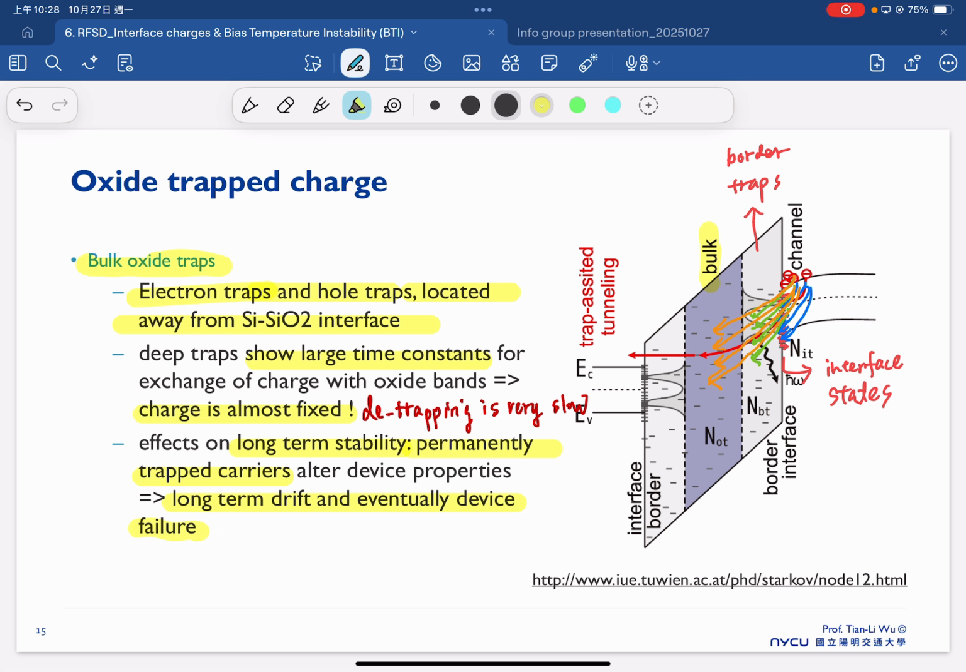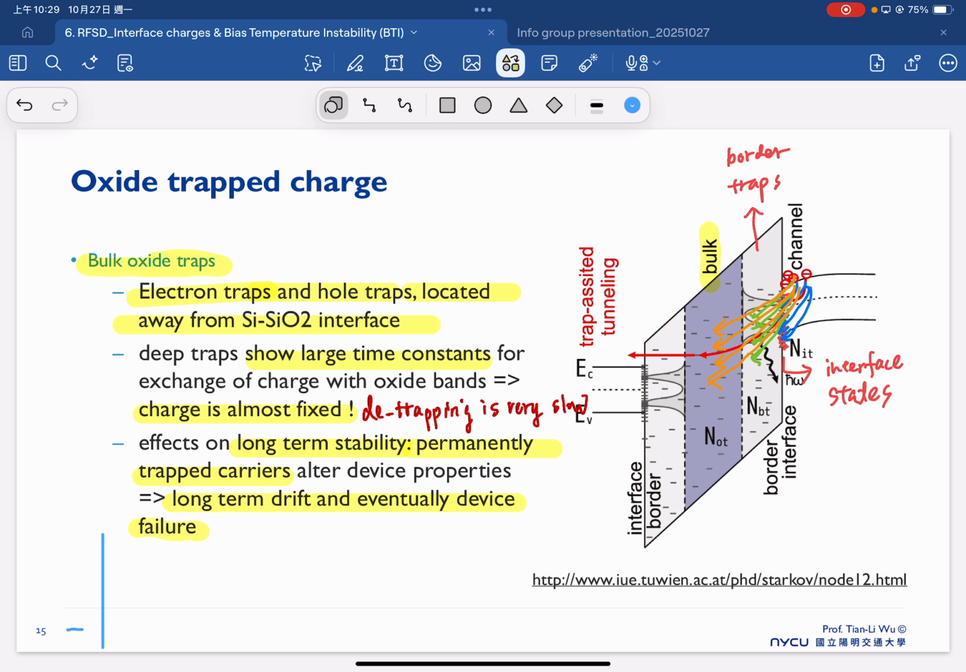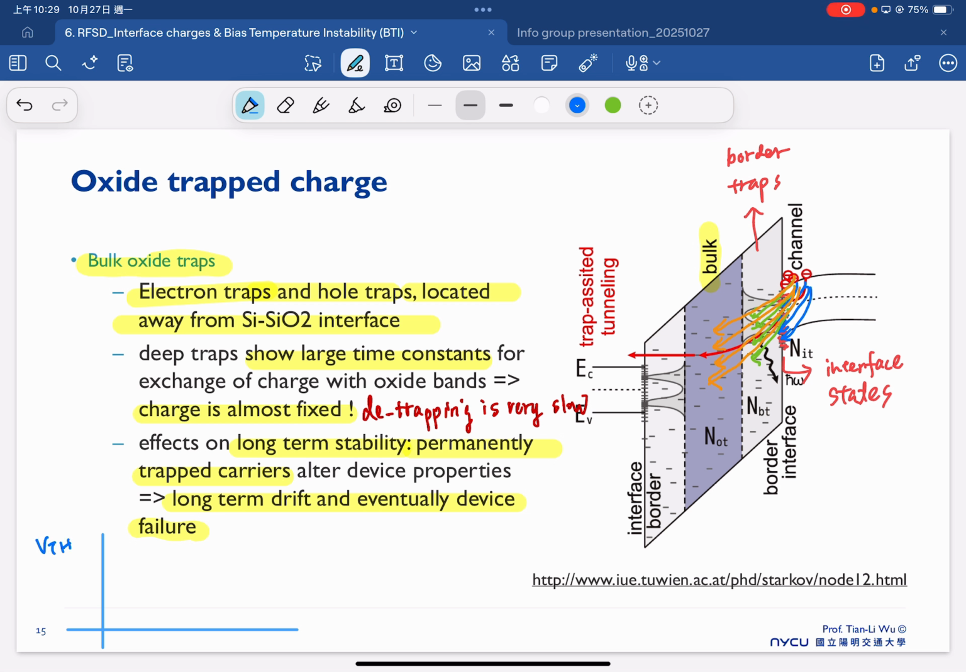So how do we understand the text mentioned here? We can simply draw the following graph to understand. Imagine we have a device that can easily trap charge, and as we already said, one of the key figures of merit to evaluate the trapping is the threshold voltage, the VTH.